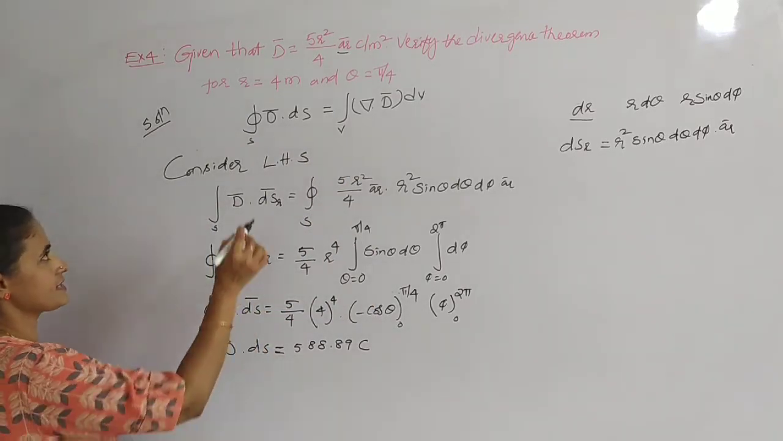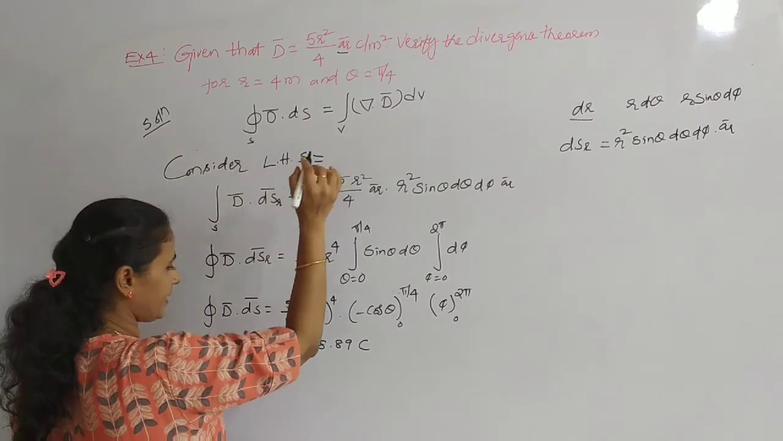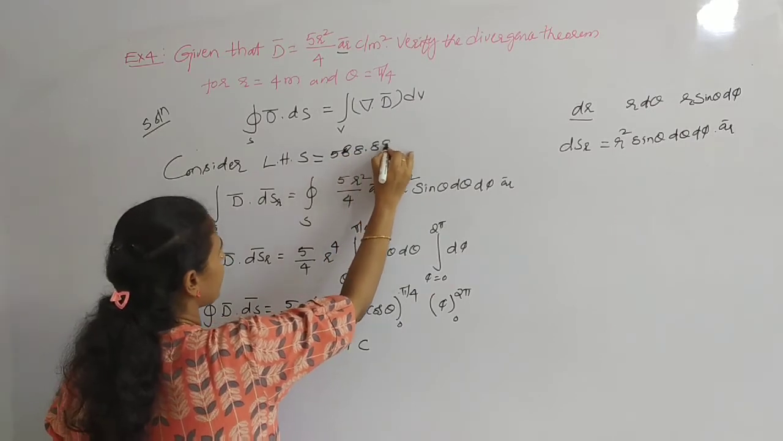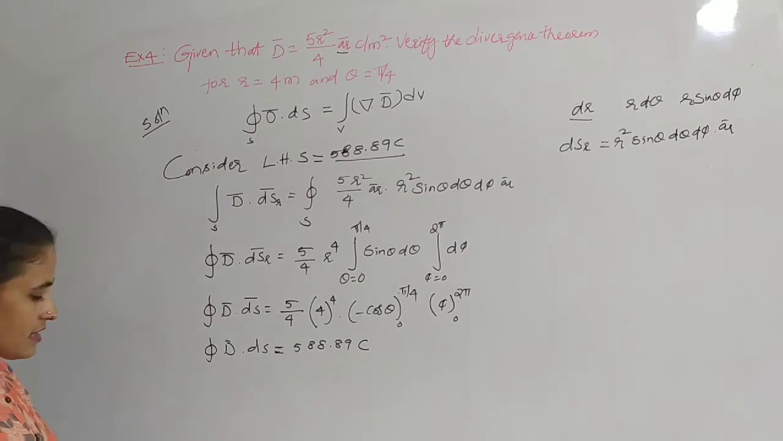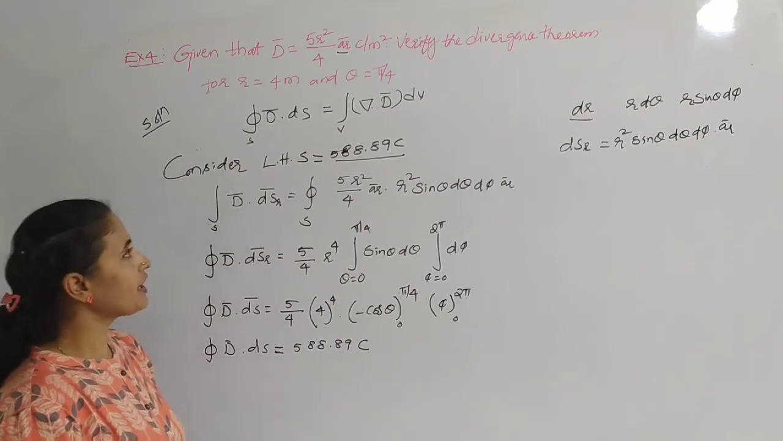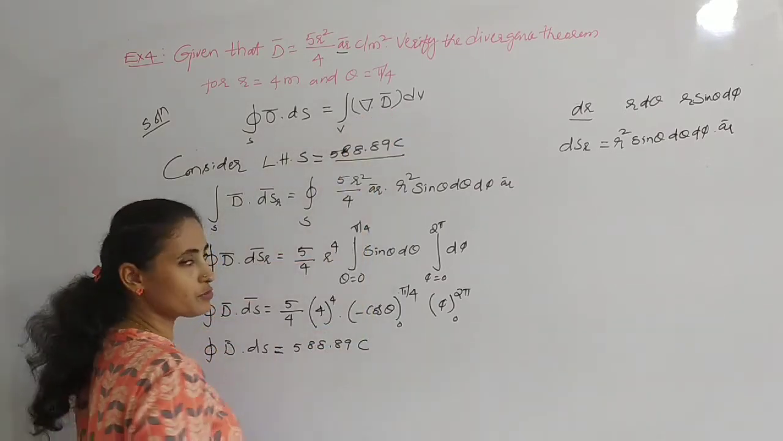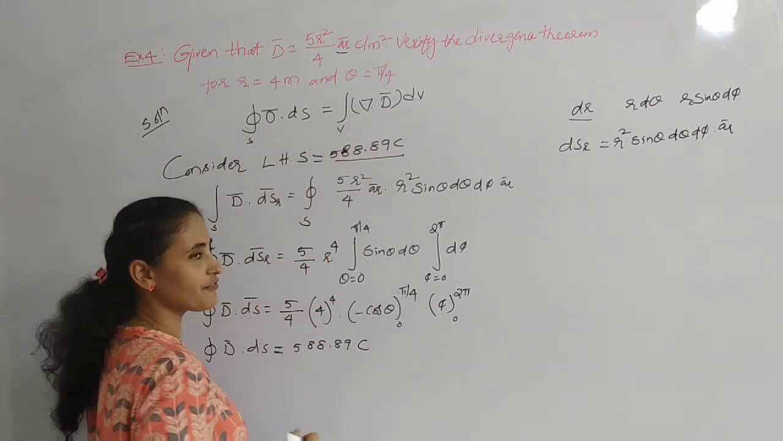This is the LHS. What the LHS has been obtained? The LHS part is being obtained as 588.89 coulombs. Okay. Now let us obtain the RHS part. What the RHS part is? Volume integral of divergence of d bar.